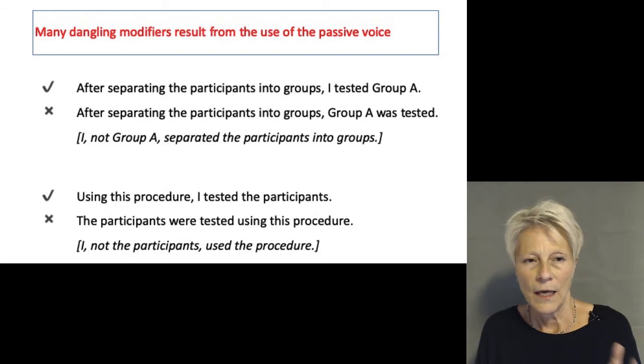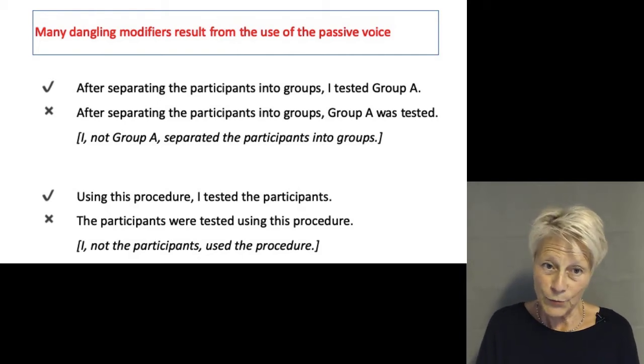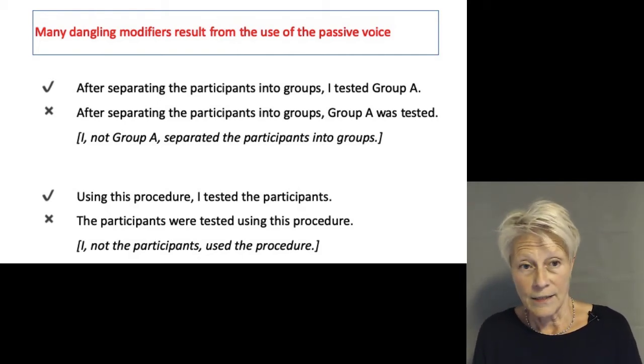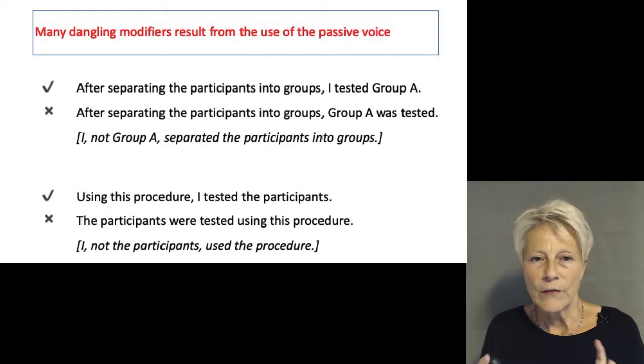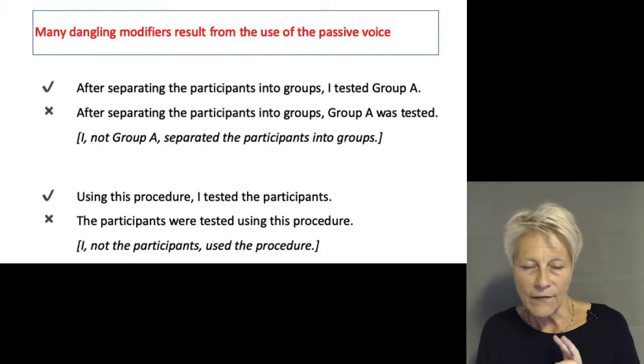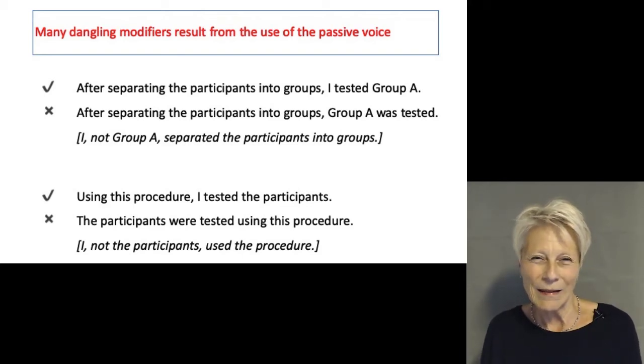And the second pair of sentences is in fact the same. Using this procedure, I tested the participants, perfectly correct. But when I convert the sentence I tested to the passive, I get a construction like the participants were tested using this procedure. It's kind of dangling.